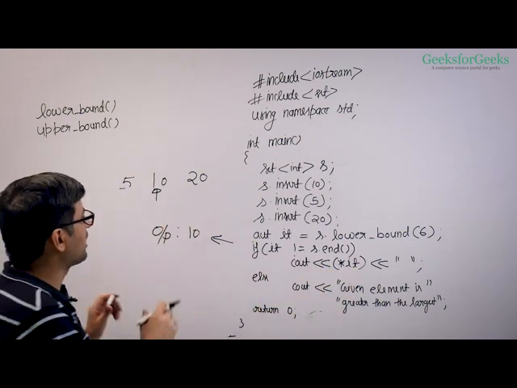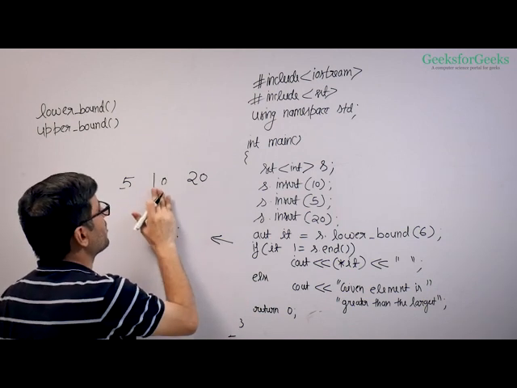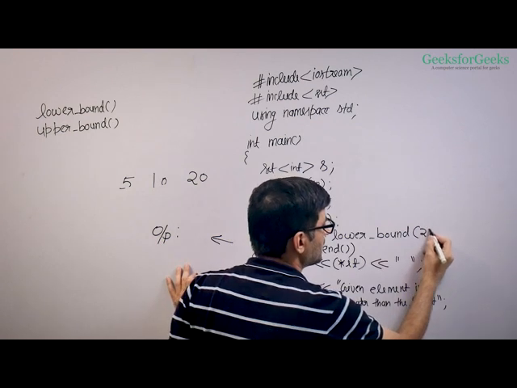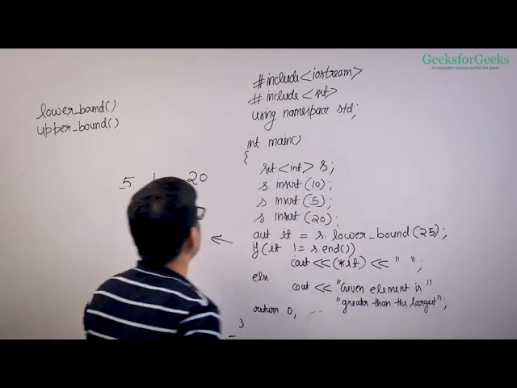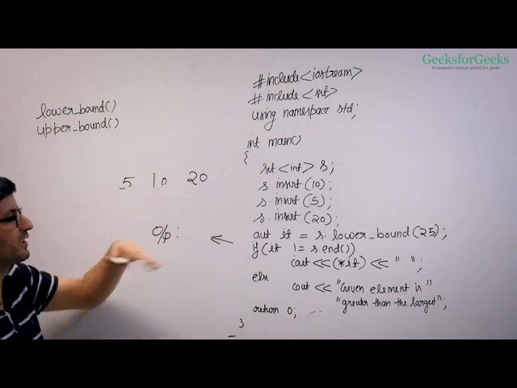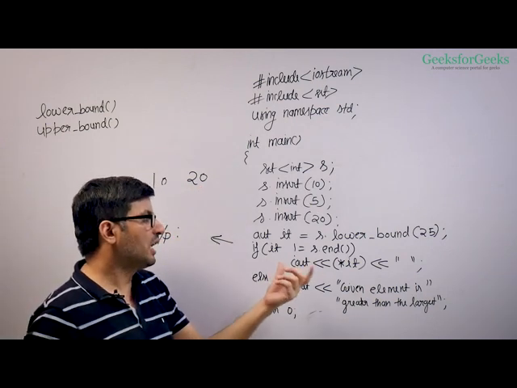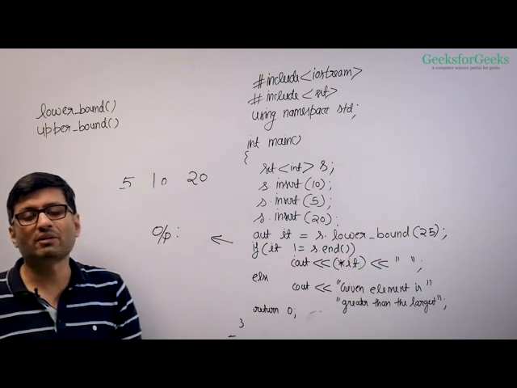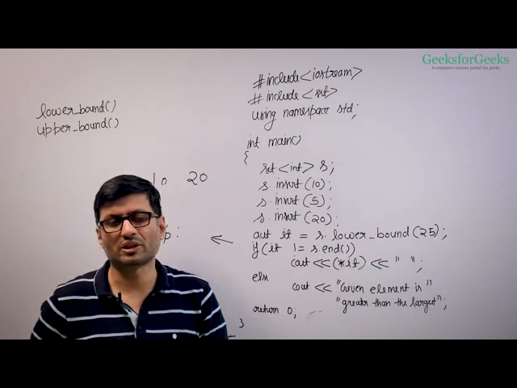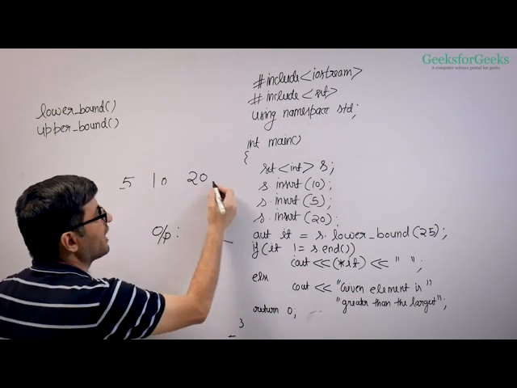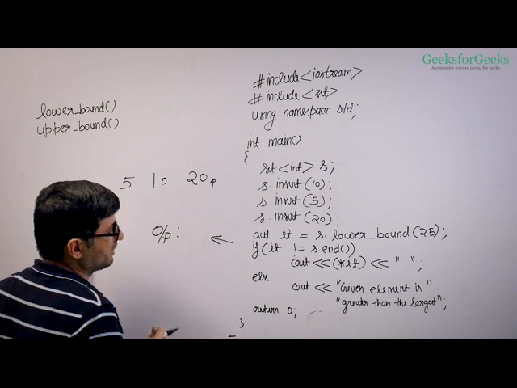Let's change this program further. Let's say we want to find lower bound for 25, an element which is greater than the greatest. The greatest one is 20 and 25 is greater than the greatest. Now if you call lower bound for 25, it will return s.end, because there is no greater element than 25. And where does s.end point? It points beyond the last element.